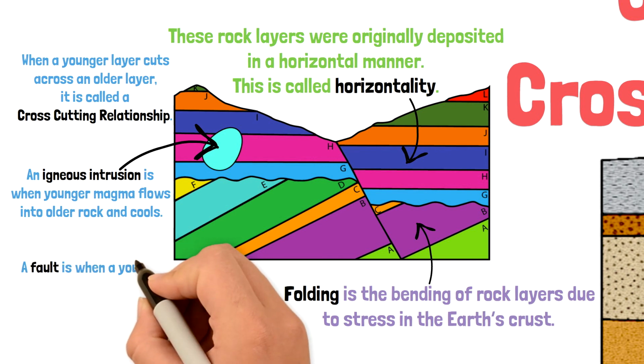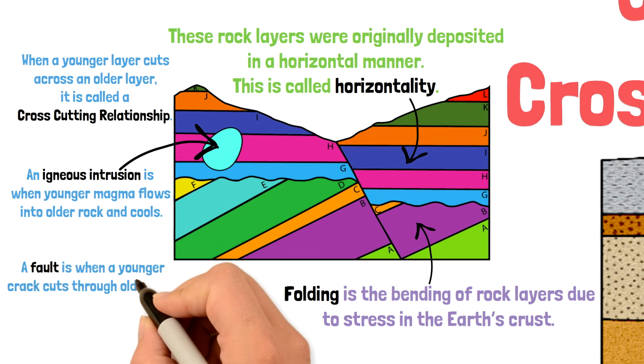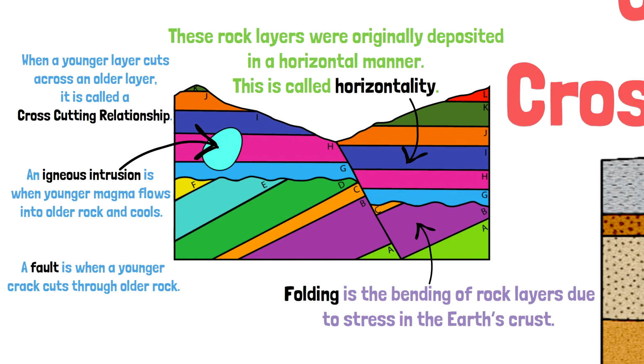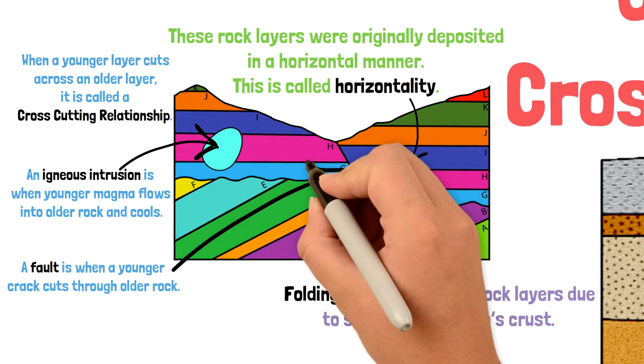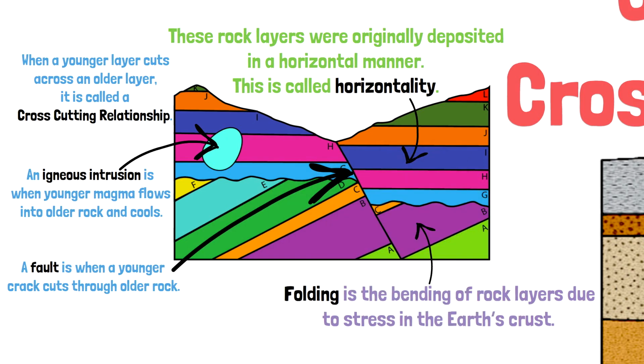A fault is when a younger crack cuts through older rock. Here, we can see that this line represents a fault. The fault is younger than any layer that it cuts through.